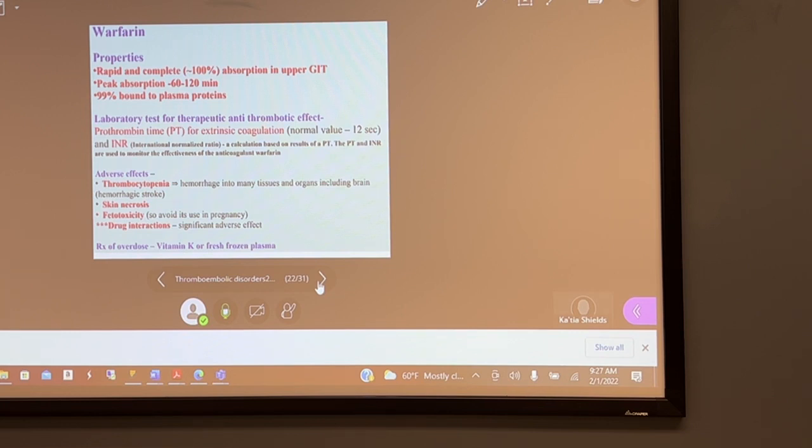What are the adverse effects of warfarin? Thrombocytopenia. So it can cause hemorrhage into many tissues. It can cause skin necrosis. It can cause fetal toxicity. Therefore, you avoid using it in pregnancy. And one of the most important adverse effects is that it has significant drug interactions. When there's overdose of warfarin, what do you do? You give vitamin K or fresh frozen plasma.